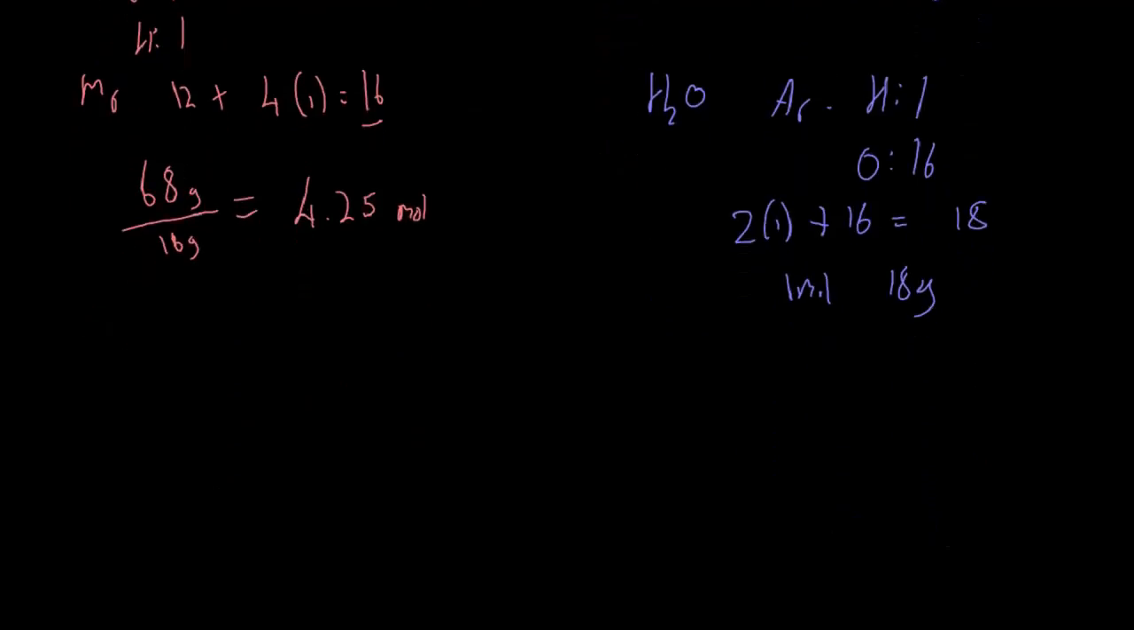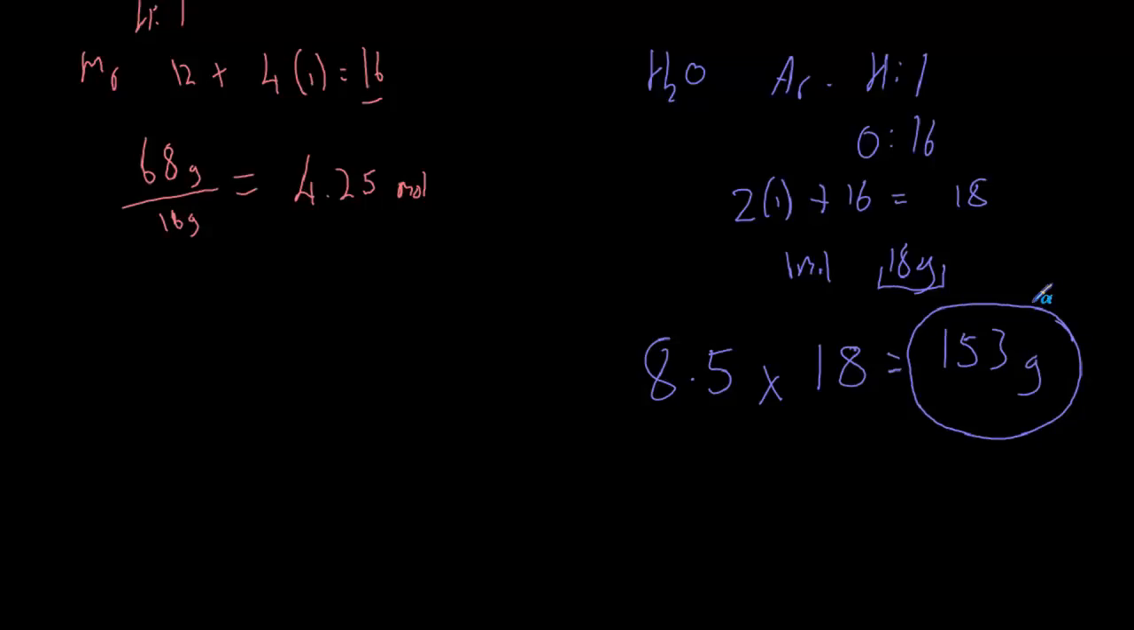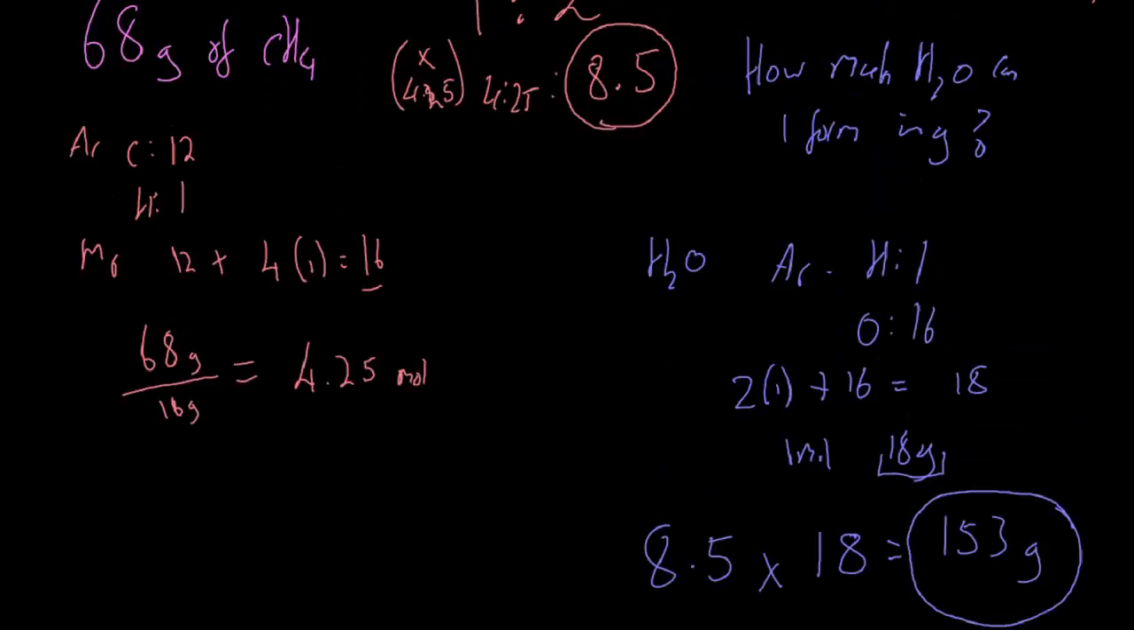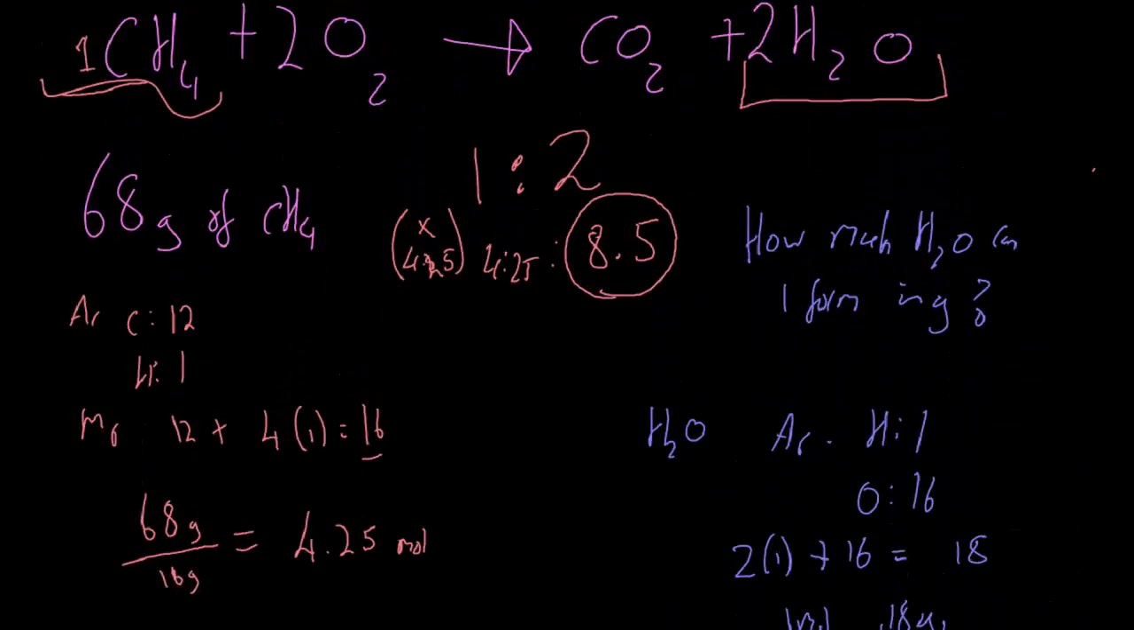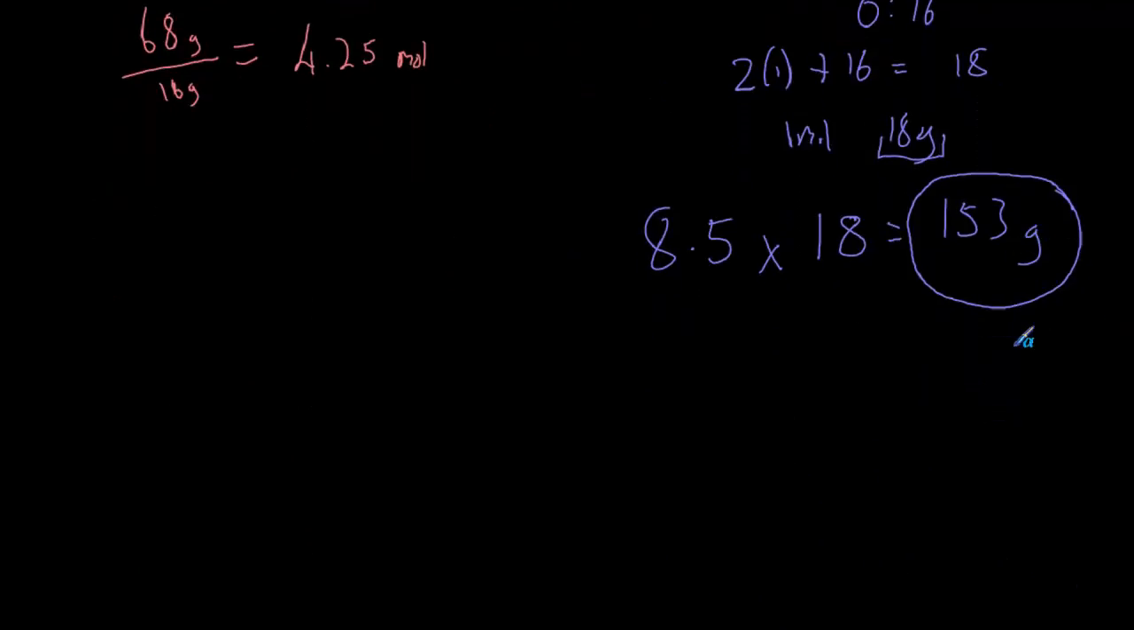Okay? If I have 8.5 moles, that means I have 8.5 of these 18 grams. So I need to times 18 by 8.5. If you work that out, you are going to get a total mass of 153 grams. So 8.5 moles of water will give us 153 grams of water, and that is the maximum amount of water that I can produce in this equation. So from our 68 grams of methane, I can theoretically produce 153 grams of water.